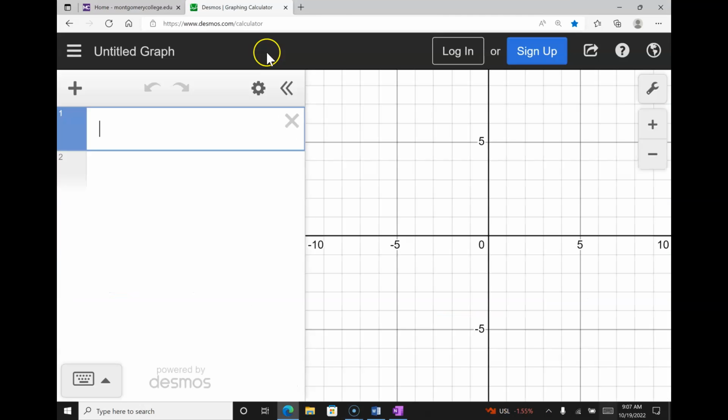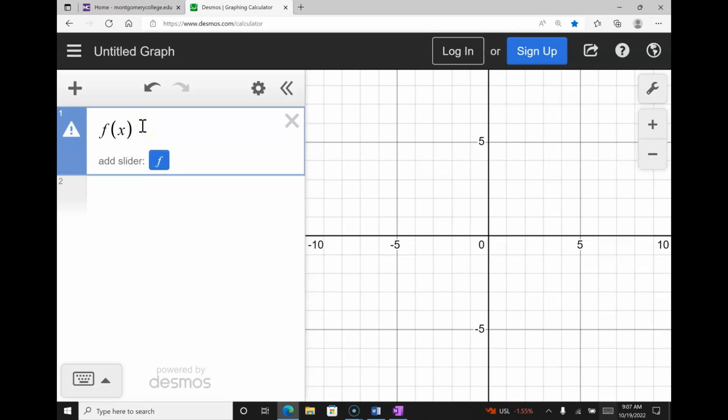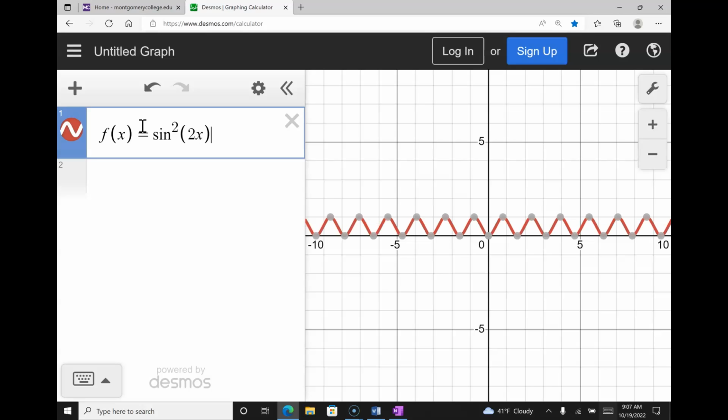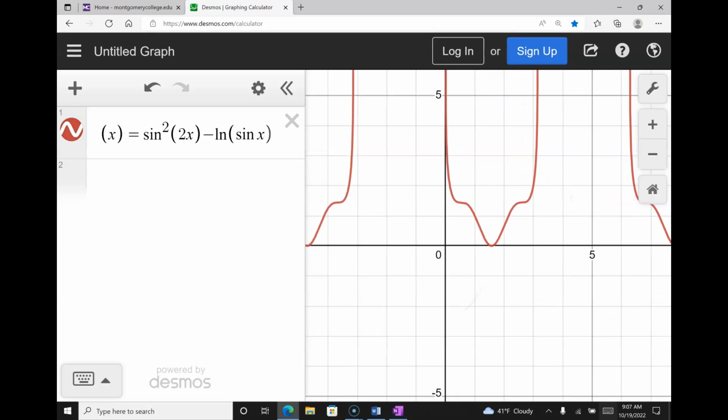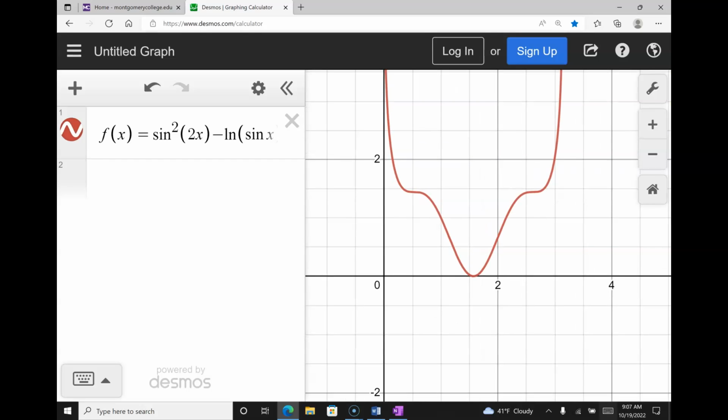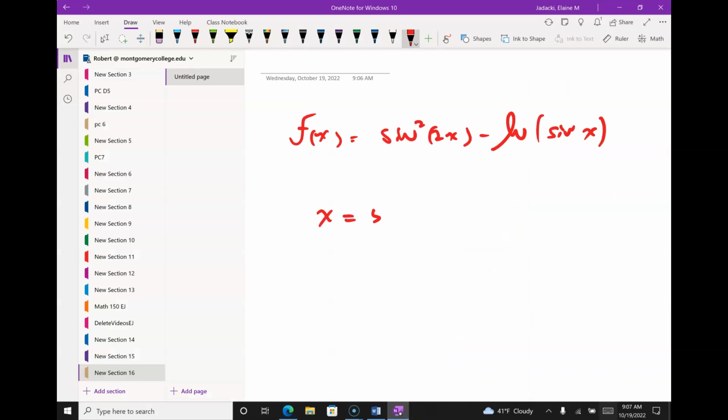So here we are. This is a problem from a past exam, a chapter 3 exam. f of x is sine squared of 2x minus the natural log of the sine of x. Very cool curve. What's the x value, Nargam? 5 pi over 3? 5 pi over 6, sorry. So x is 5 pi over 6.